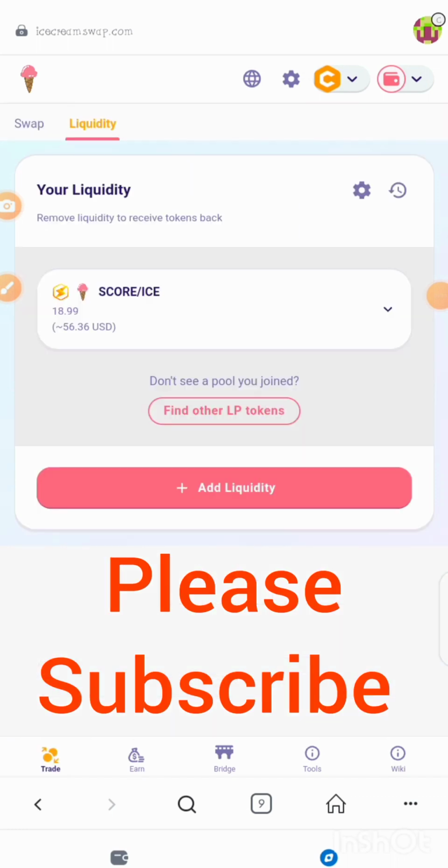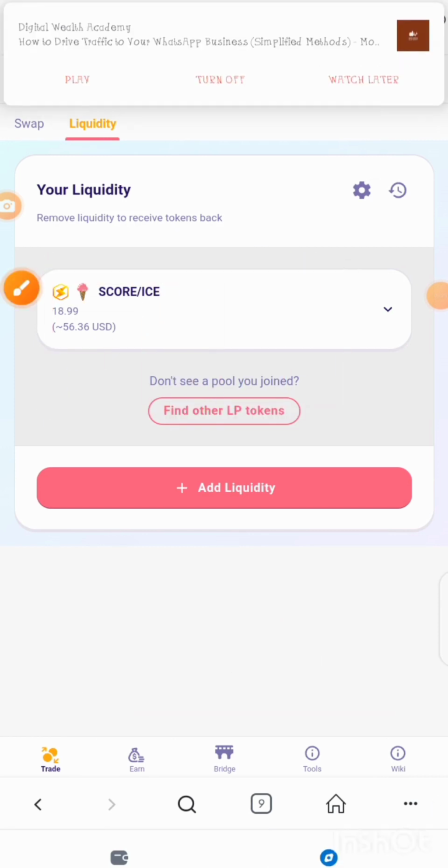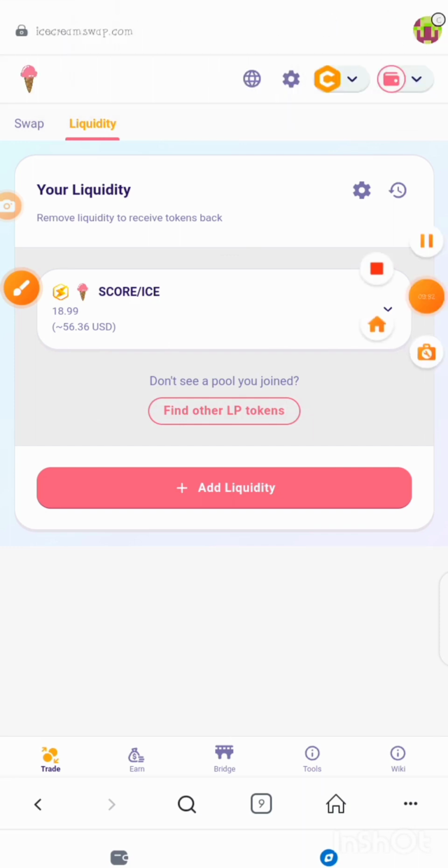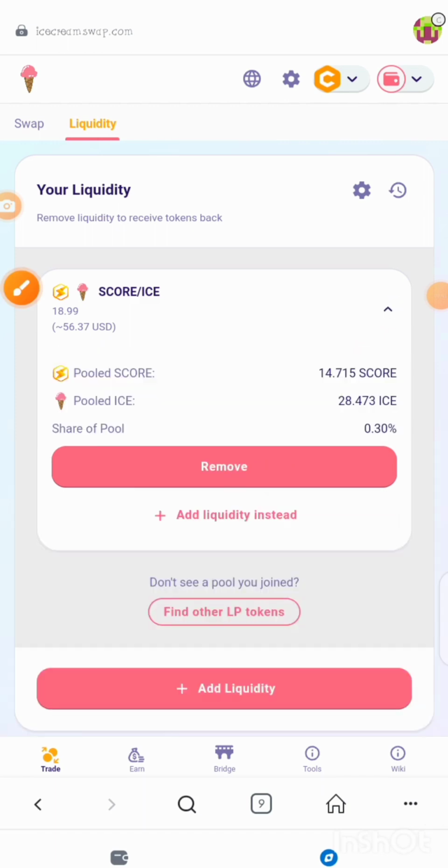Okay, as you can see, this is our staked right here. So anytime you want to come and remove, you can easily come and click that place and see. You can see it here. If you want to remove liquidity, you tap on this icon right here. When you don't want to stake again, just tap on that place, click on remove liquidity. Your profit plus everything will be added to your wallet. What you have made, everything will be added to your wallet.